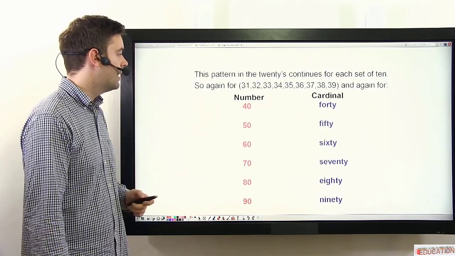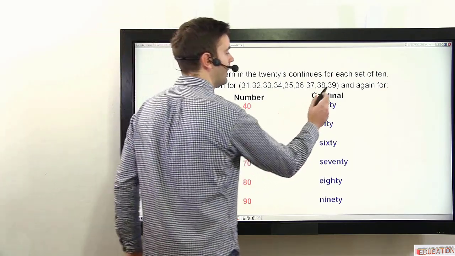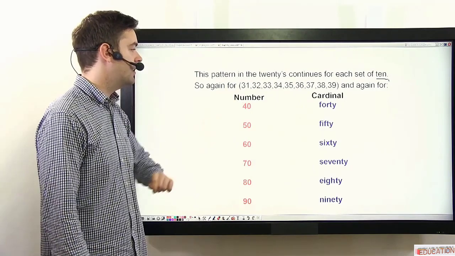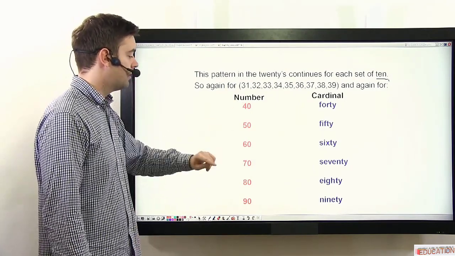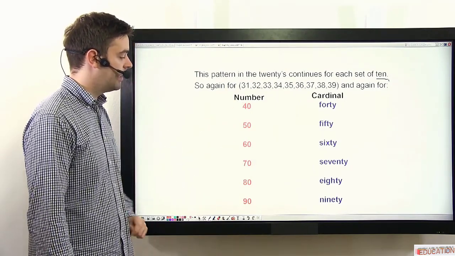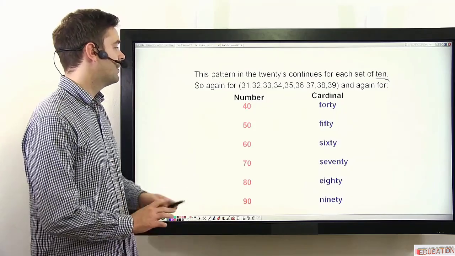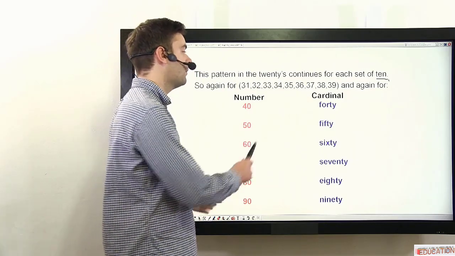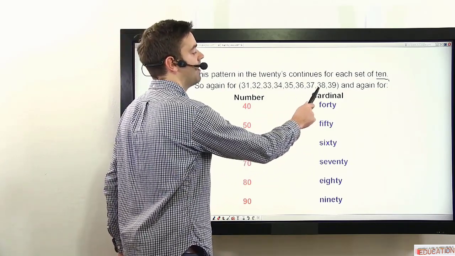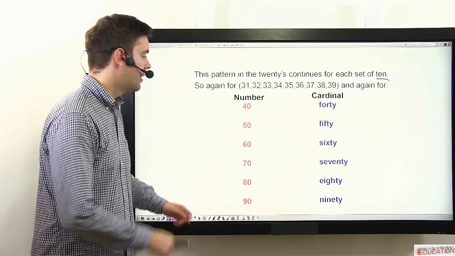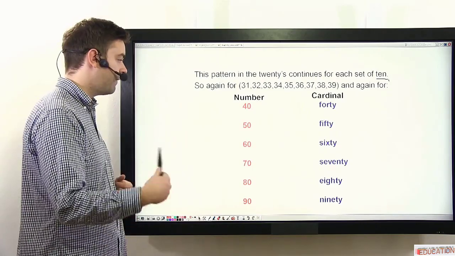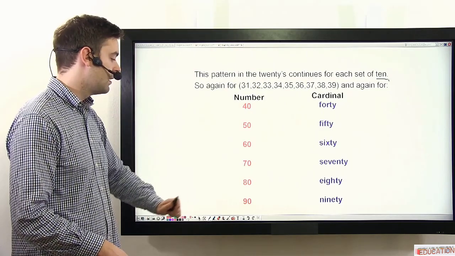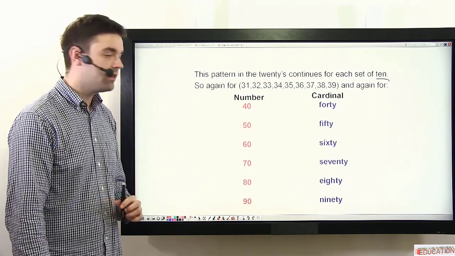This pattern in the 20s continues for each set of 10. So again for 30, 40, 50, 60, 70, 80, and 90. For example, with 30, it's 31, 32, 33, 34, 35, 36, 37, 38, 39. Same for 40, for 50, for 60, for 70, for 80, and for 90.